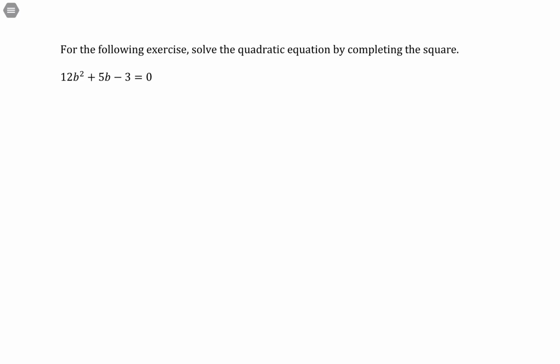For the following exercise, solve the quadratic equation by completing the square. Now, in order to use the process of completing the square, what we have to do is first, when we notice that we have a quadratic, the very first thing we should do is try and get everything to one side and see if it will factor.